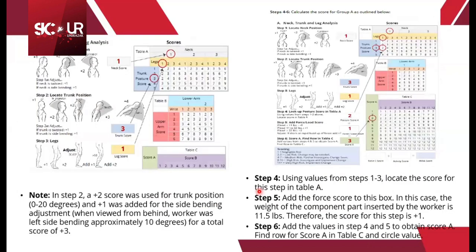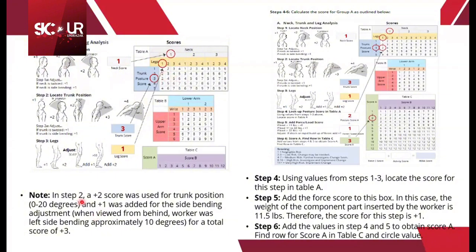Macam tadi lah. So, ni contoh. Katalah, dia punya score is, neck score adalah 1, sebab dia ada 1, 2 ataupun 3. So, neck score dia 1. Trunk position dia 3. Sini lah. And then leg dia 1. So score dia adalah 2.